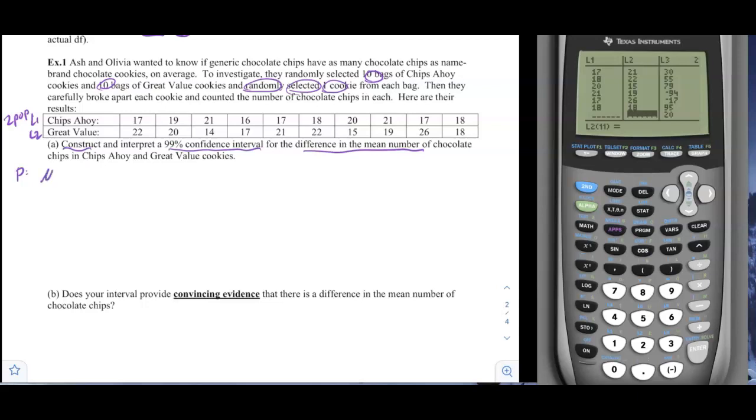Let's go and do mu sub C minus mu sub G is equal to the true mean difference of chocolate chips in each brand of cookies. And then we're going to tell them which order that was. That was Chips Ahoy minus Great Value.